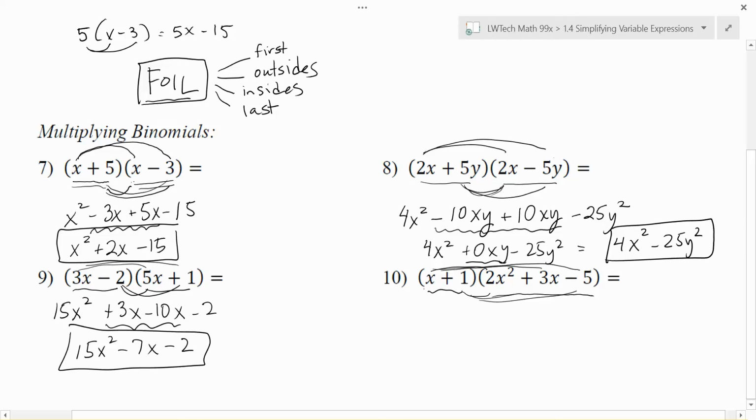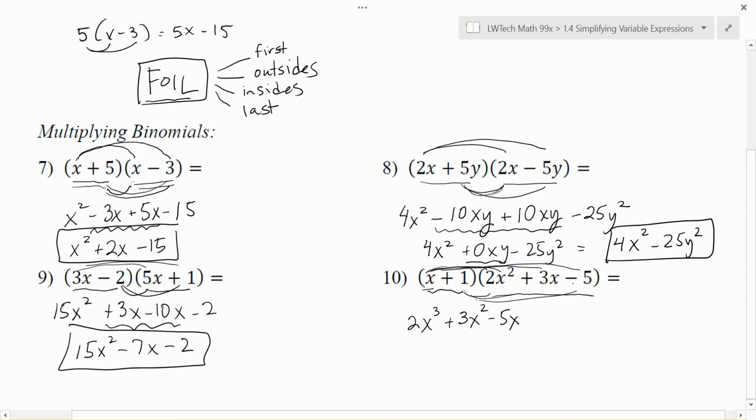So we start out with x times 2x squared gives me 2x to the 3rd power. Then x times 3x gives me plus 3x squared. Then x times minus 5 gives me a minus 5x. So that's what I get by multiplying the x by each of those 3 terms inside.